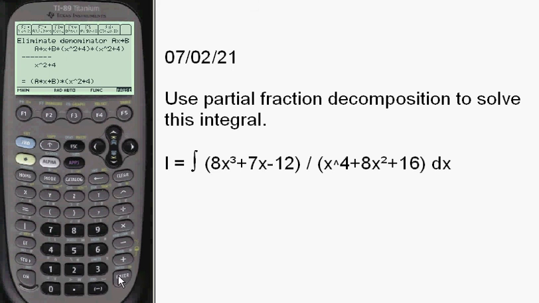So we eliminate the denominators. We're eliminating the denominator, the cx plus d over the x squared plus 4 quantity squared, times this, which gives you cx plus d. So the original problem here looks like this: ax plus b times x squared plus 4, plus cx plus d.